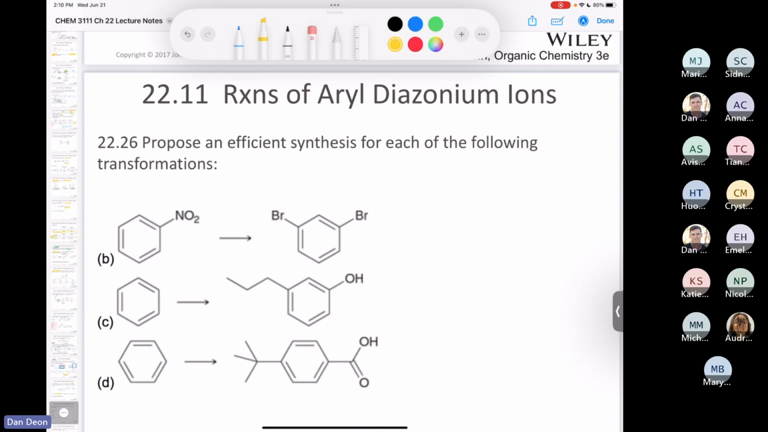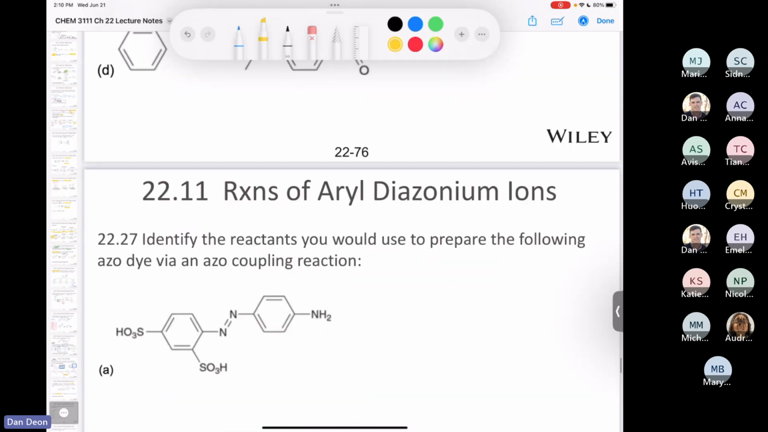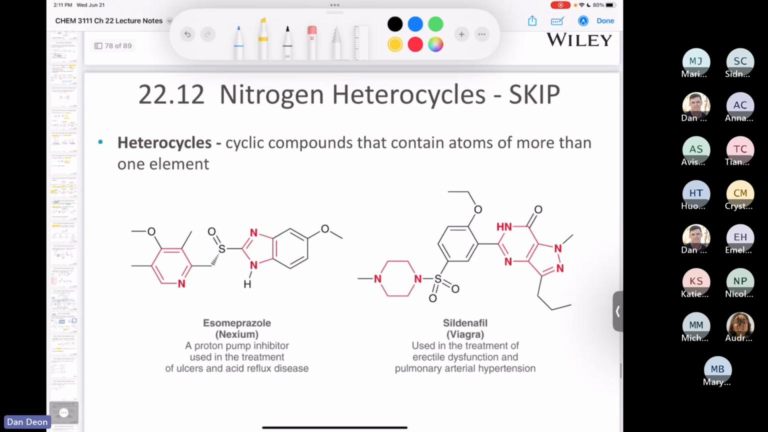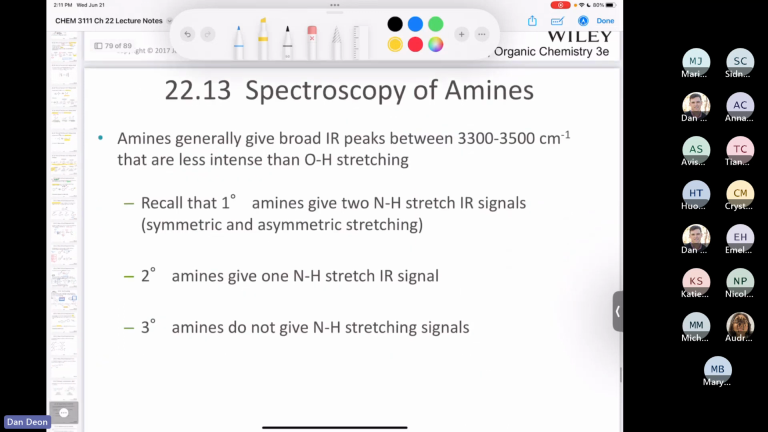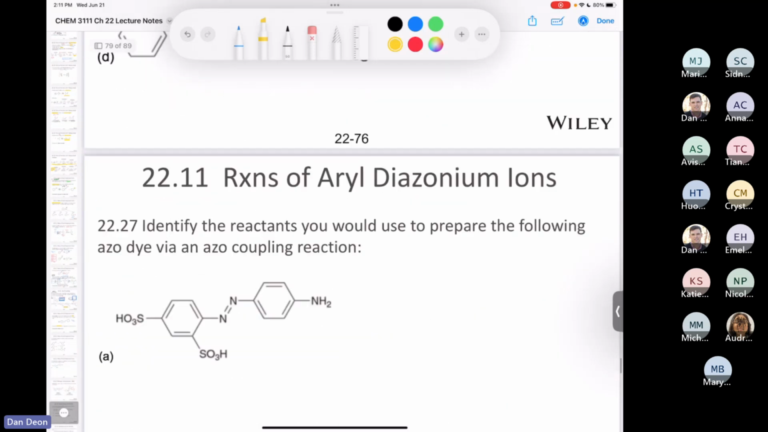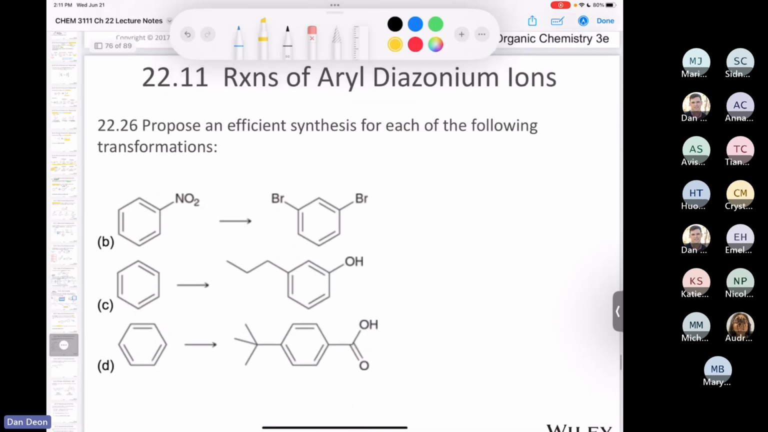Anyhow, so with that wraps up all of the new chemistry in this chapter. There's nothing that we haven't covered in terms of reactions. There is a little section here on heterocycles, and then there's a little section on spectroscopy. But before, and I'll mention those briefly, let's try synthesizing some of these compounds here.